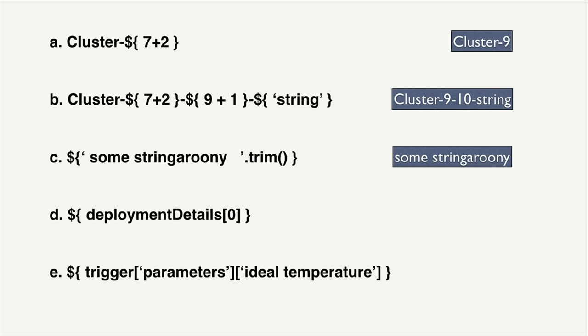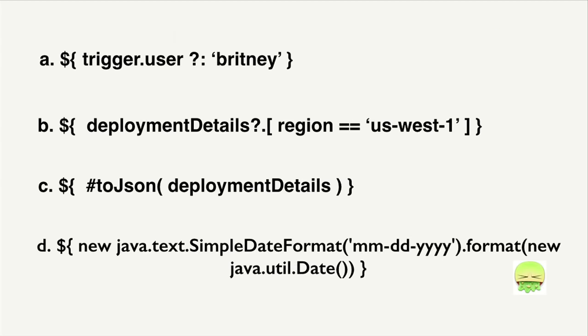This is the boring slide. Let me show you the fun slide. You can also have default values. So in A, you can say, if the value for trigger user exists, then I'm going to use that value. But if it doesn't, just default it to your favorite pop singer.